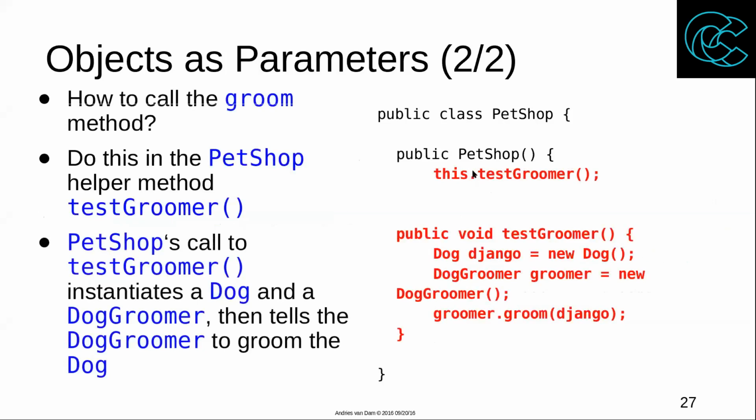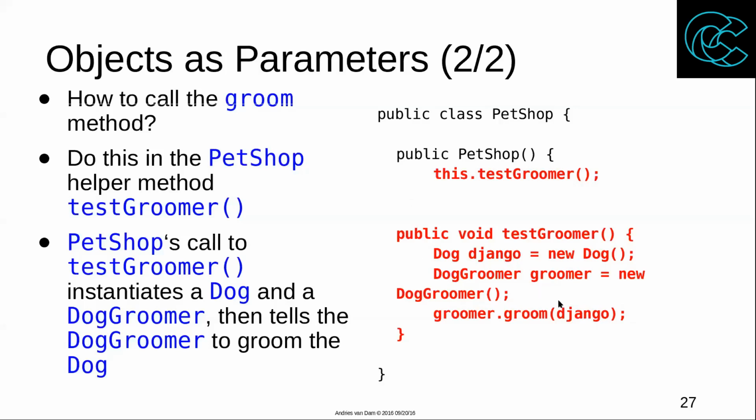So now, how do you call the groom method? Inside the pet shop, you want to call the groom method, right? So you already have the test groomer, which is another method here. You create the dog Django, and then in order to call the groom method, you need to have the object of that class. You need to have the object, and only then you can communicate through this method to the object. So you create a new object, which is dog groomer, and then you call the method groom with the instance that you created just now, which is the Django, right?